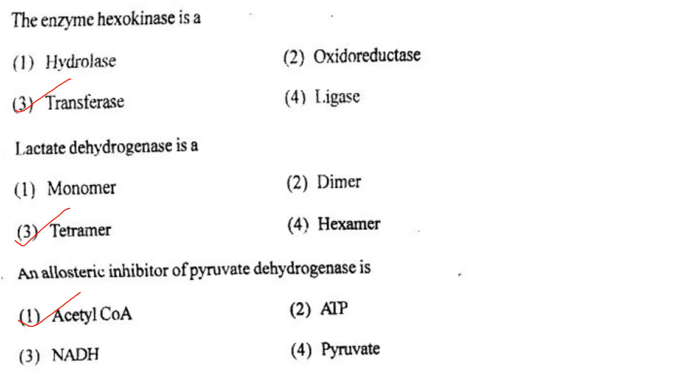Next one. The enzyme hexokinase is a: option 1, hydrolase; 2, oxidoreductase; 3, transferase; 4, ligase. Answer is option 3, transferase. Next one. Lactate dehydrogenase is a: option 1, monomer; 2, dimer; 3, tetramer; 4, hexamer. Answer is option 3, tetramer. An allosteric inhibitor of pyruvate dehydrogenase is: option 1, acetyl-CoA; 2, ATP; 3, NADH; 4, pyruvate. Answer is option 1.